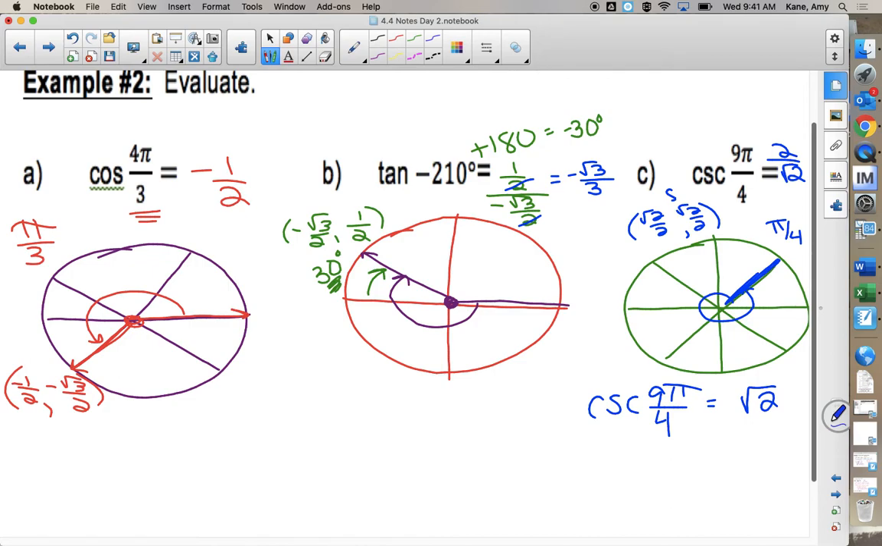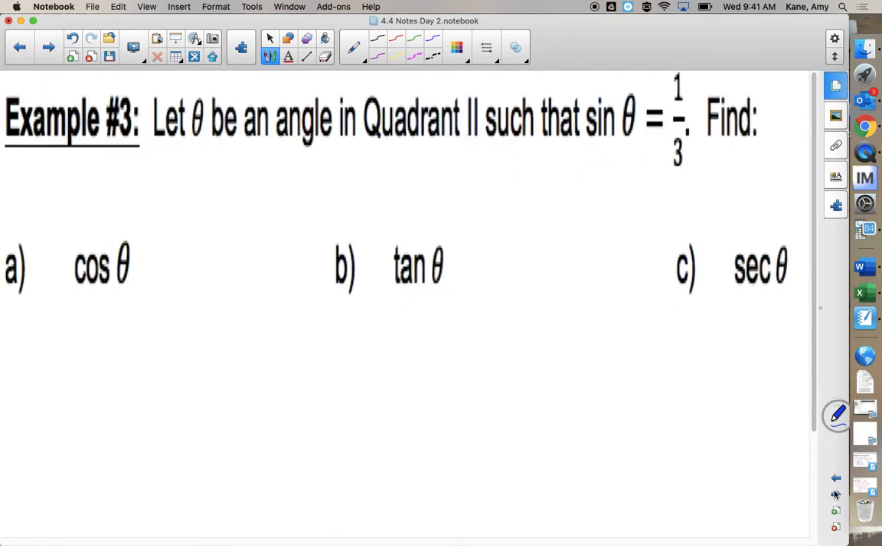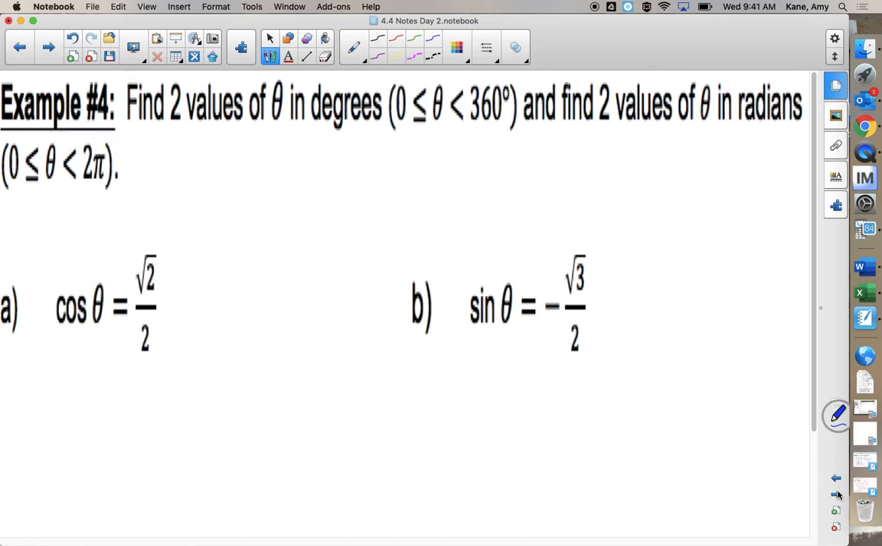Questions? So I am going to skip example 3. This is similar to the warm-up that we did. So draw a triangle with the sine being 1/3 and in quadrant 2. And then you're finding the functions. This is pretty much like your homework last night. So I'm going to skip this because I want to talk about the last example.